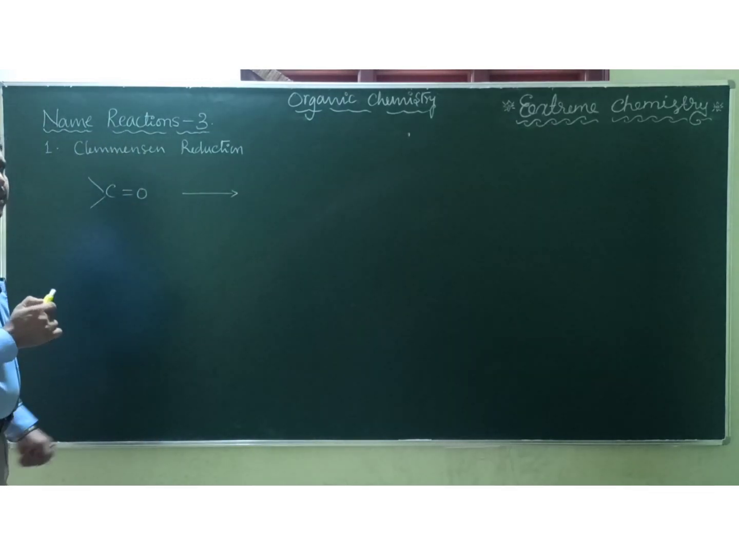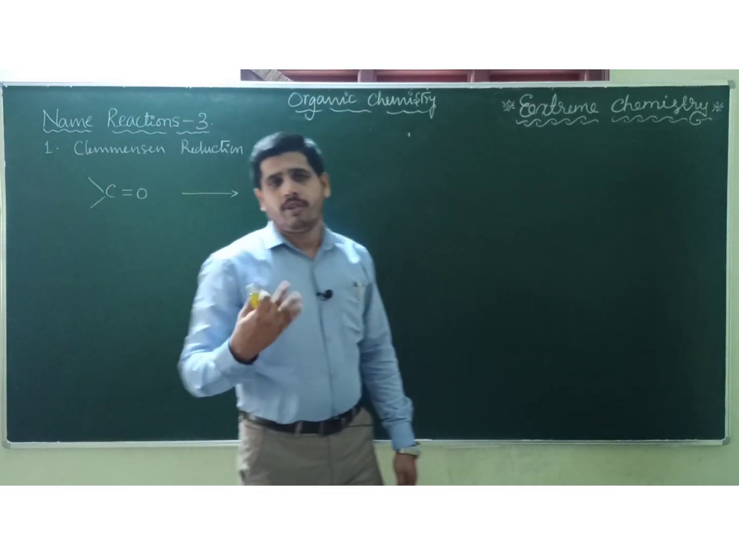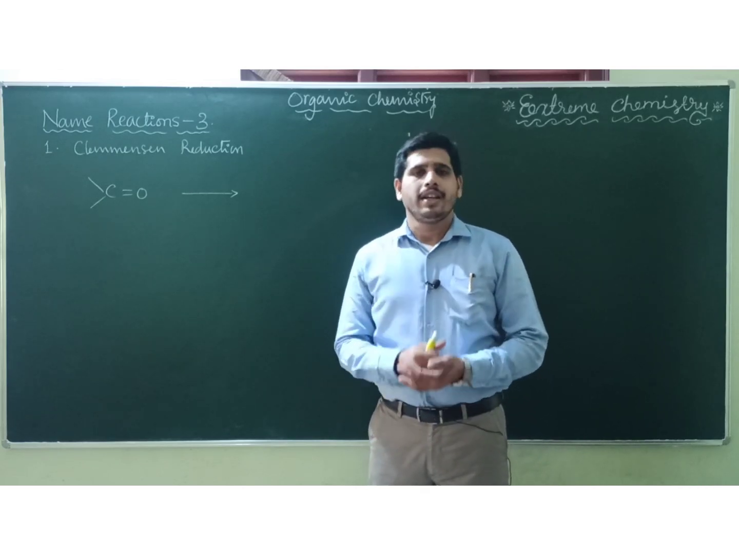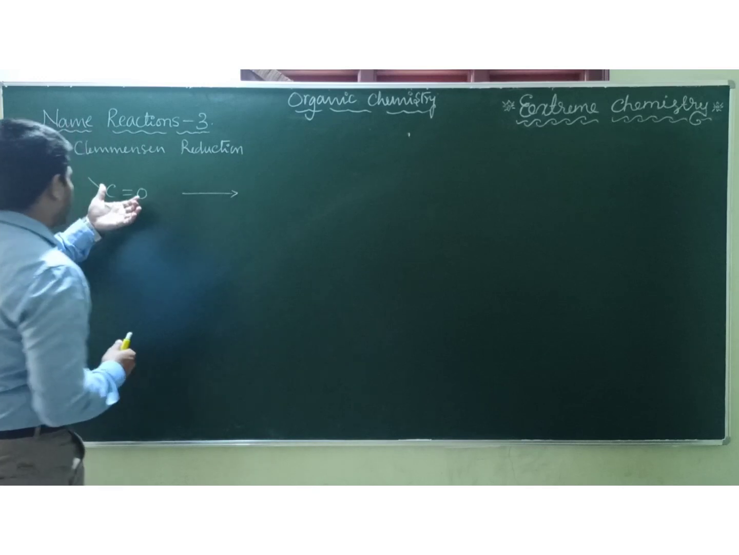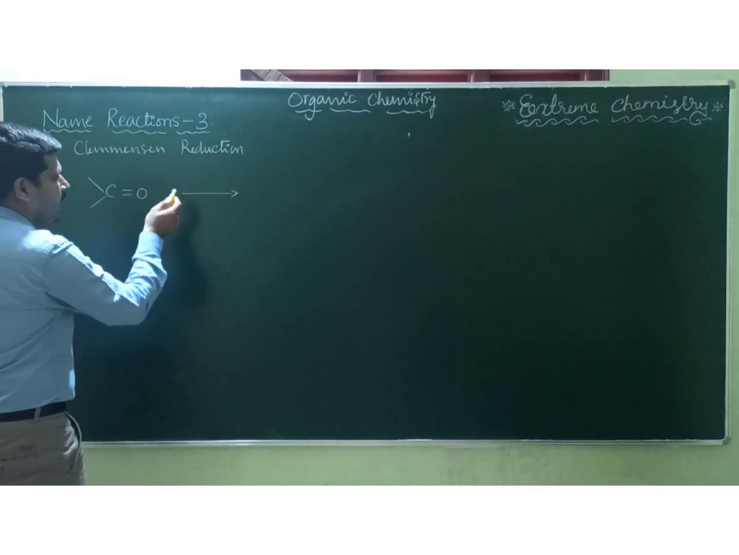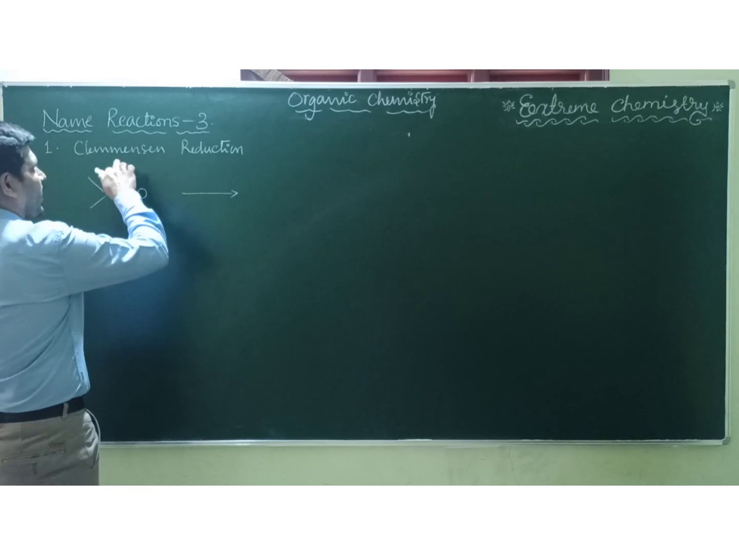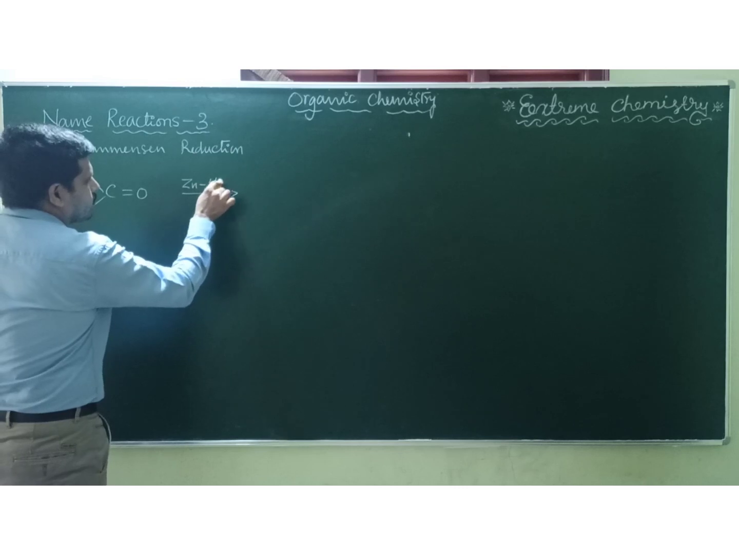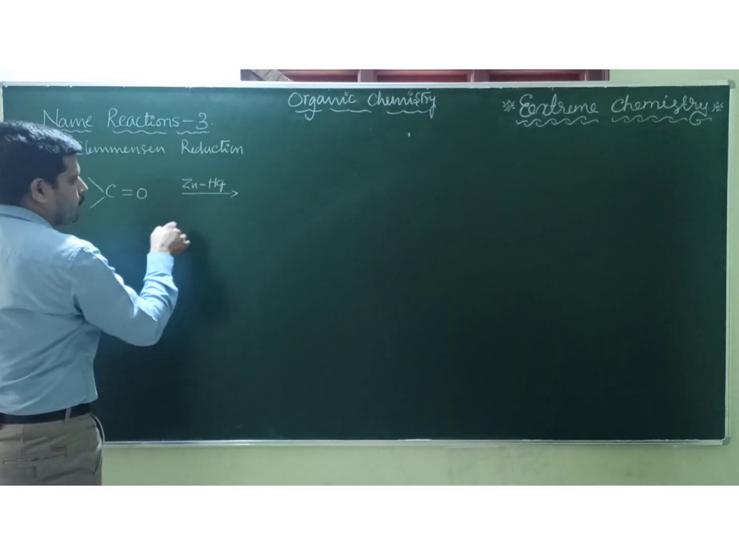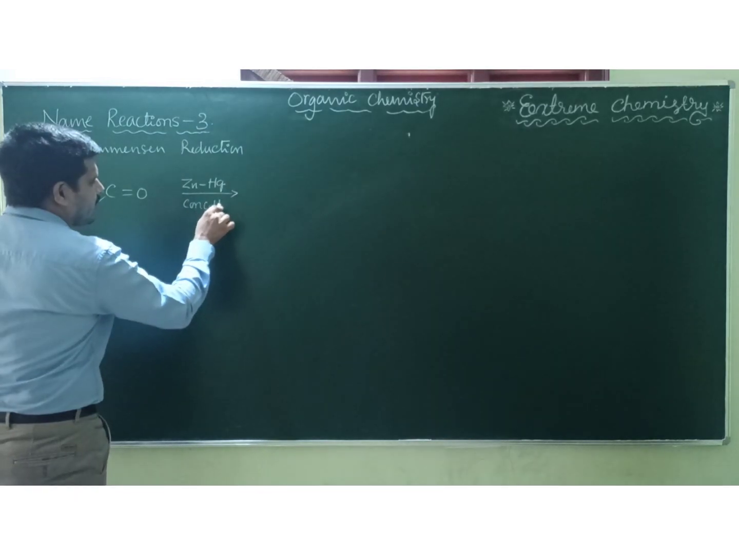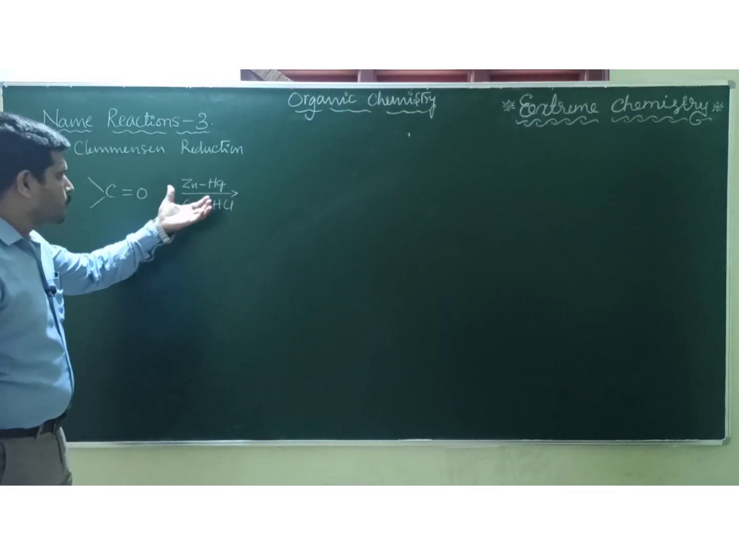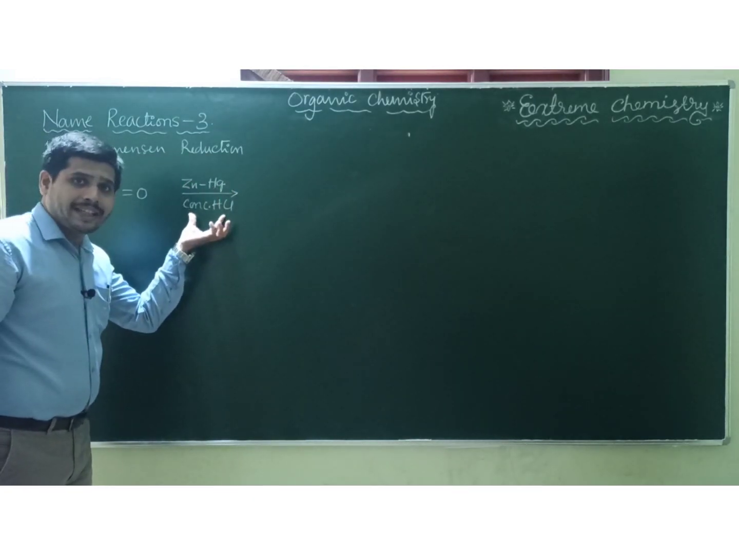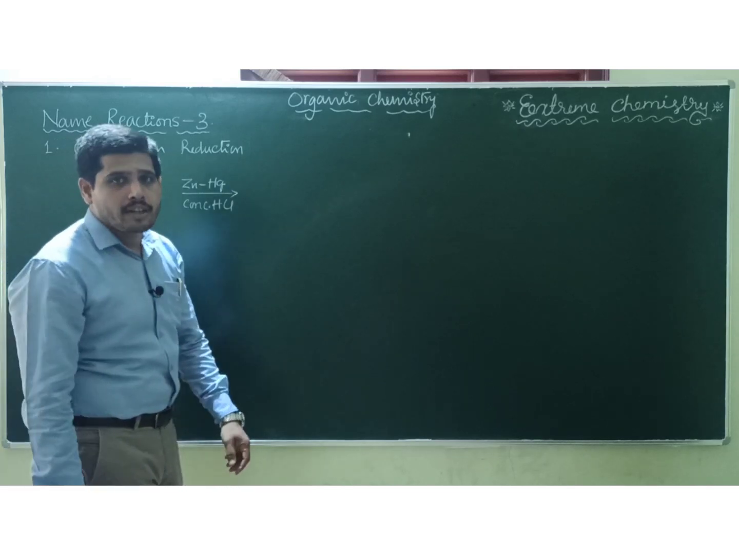So what is reduction, isn't it? Reduction is nothing but addition of hydrogen or removal of oxygen. Both these ways we can define reduction. Now, Clemmensen's reduction makes use of a reducing agent given by Clemmensen himself. The reducing agent is zinc amalgam, taken in the presence of concentrated HCl. One more question could be: the combination of zinc amalgam and concentrated HCl is called Clemmensen's reducing agent.